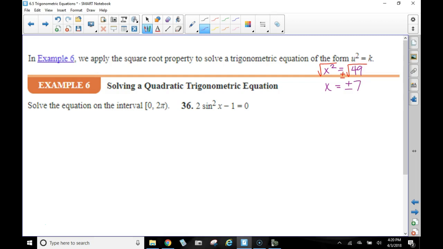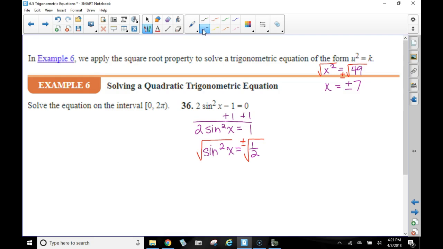Same idea here. So on example 6, the first thing we're going to do is isolate sine squared x. First of all, we better add 1 to both sides. So we have 2 sine squared x equals positive 1. Now divide both sides by 2. So we now have sine squared x equals 1/2. Now we're ready to solve for our trig expression by taking the square root of both sides. And remember, when we do that, we don't forget the plus or minus symbol.